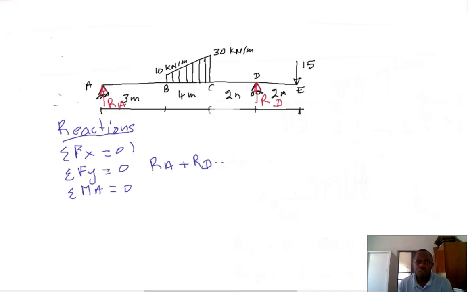And we need to consider minus 50 with the point load, minus. Let us do something quickly. I'm going to divide this UDL, this variable UDL, I'll divide it like this, the rectangle part and the triangle part, to make it easy for us. I will call this one the rectangle part and the triangle part.